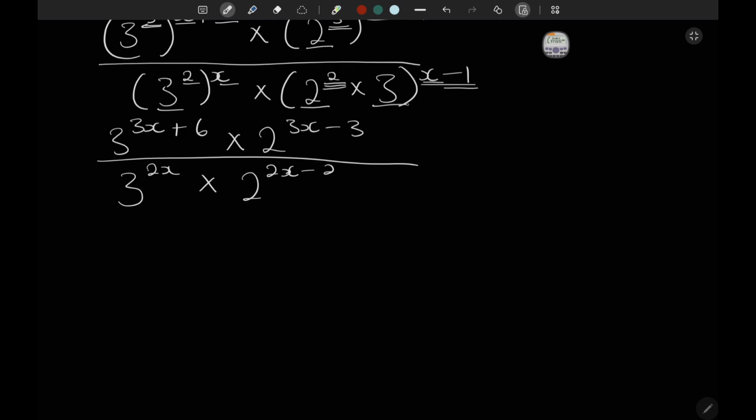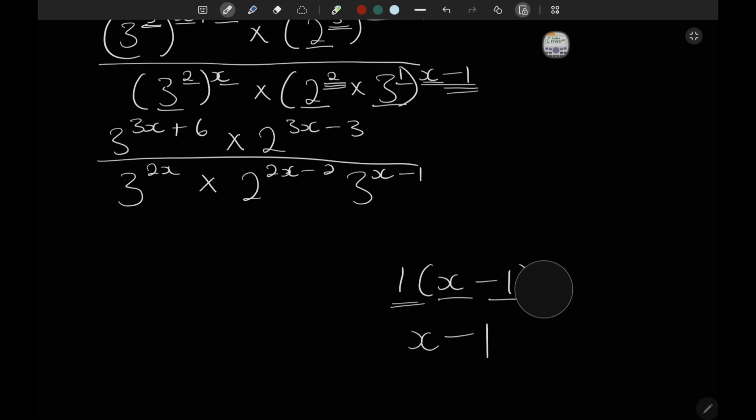Let's move to 3. We have 3, which is basically 3 to the power 1. So 1 times x is just x. 1 times minus 1 is minus 1. Let's try this on the side. 1 times (x minus 1). 1 times x is x. 1 times minus 1 is negative 1. So we do have x minus 1 there.